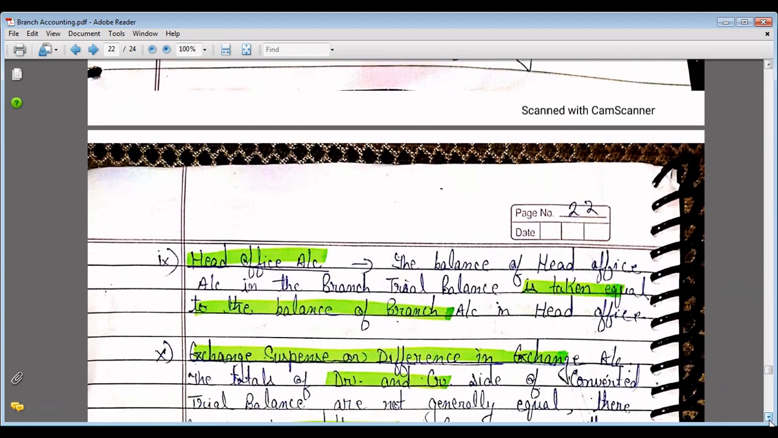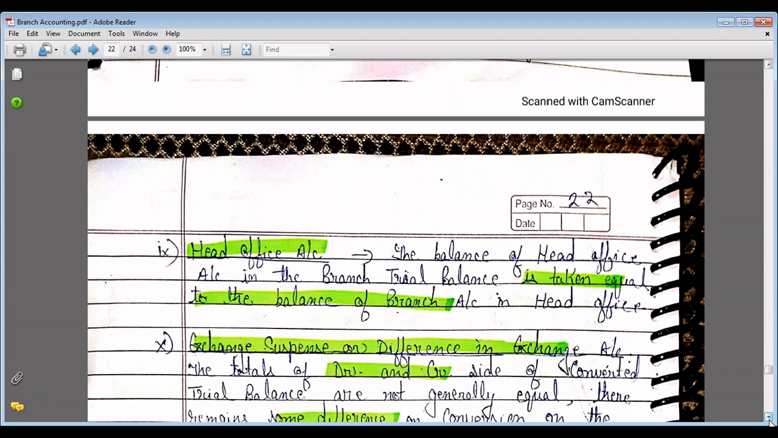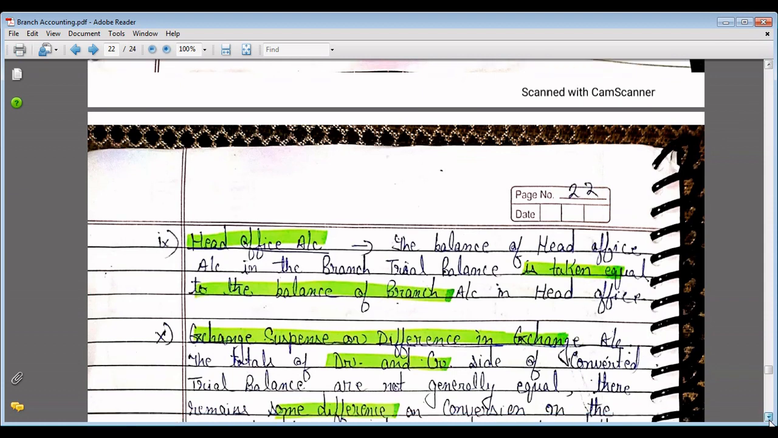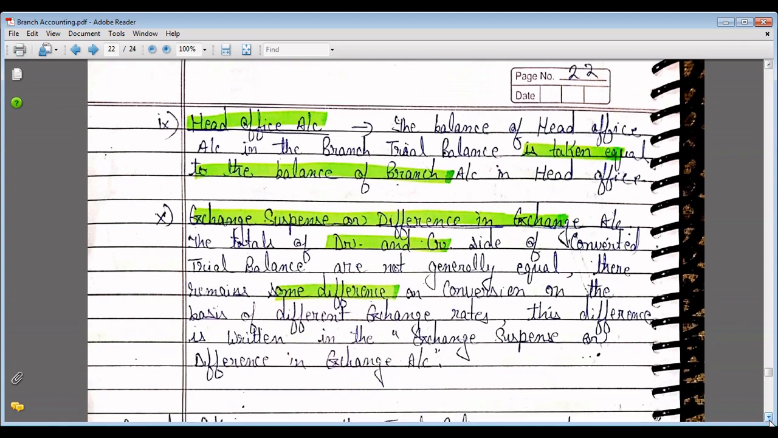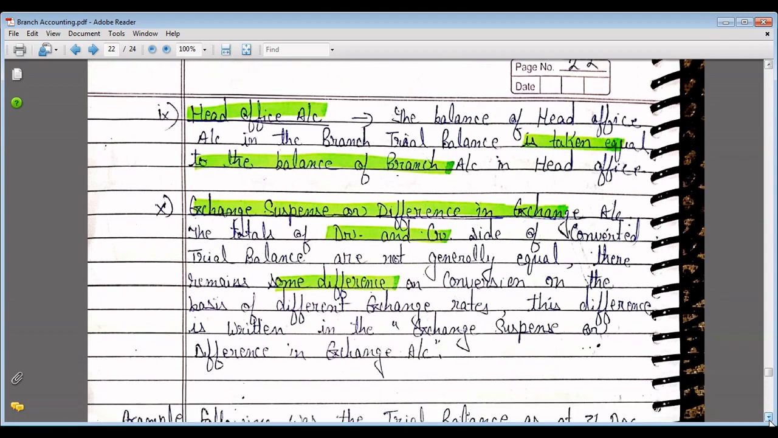Head office account: the balance of head office account in the branch trial balance is taken equal to the balance of branch account in head office. Exchange suspense or difference in exchange account: the totals of the debit and credit sides of the converted trial balance are not generally equal. There remains some difference on conversion on the basis of the different exchange rates used. This difference is written in the exchange suspense account.